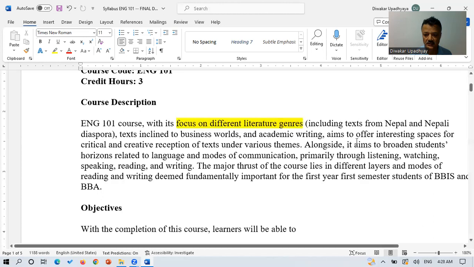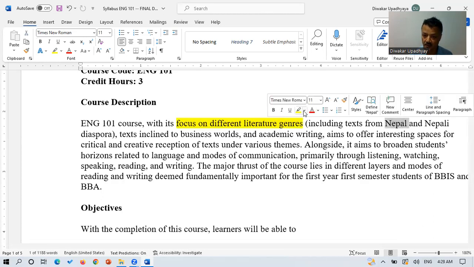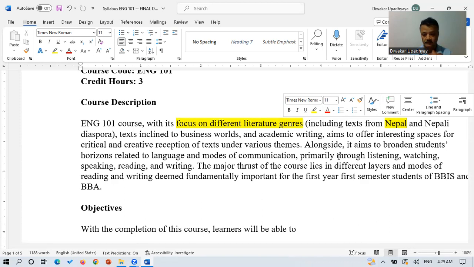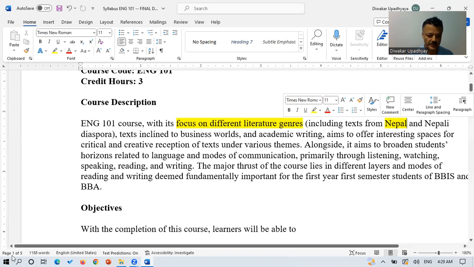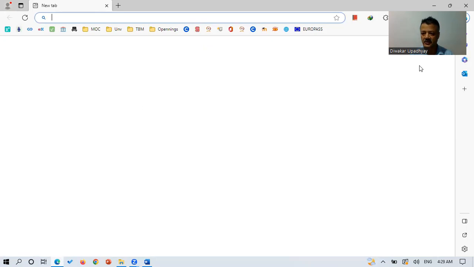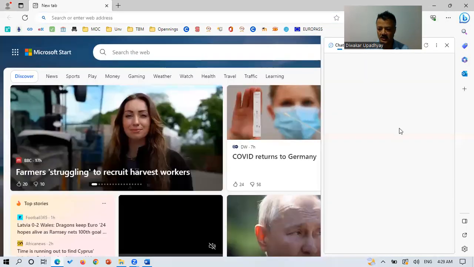Then it says the texts can be from Nepal. I mean, there can be an essay or a poem that is about Nepal, or that is by Nepali diaspora or from Nepali diaspora. What does diaspora mean? Let's Bing and see exactly what diaspora might mean.